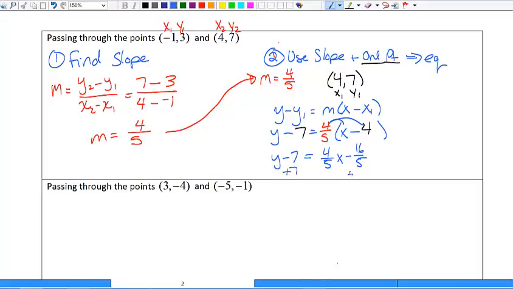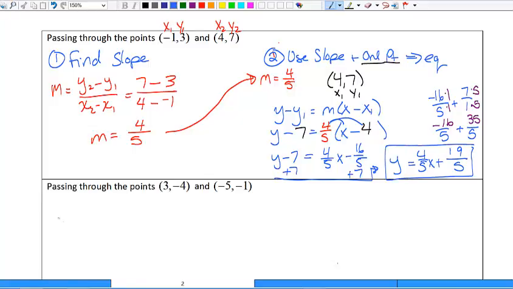I'm going to add 7 to both sides. That might not be something we all could do in our heads, so I have negative 16/5 plus 7 over 1. I get an LCD of 5. So I'm going to multiply this by 5 to get 35/5. So multiply that one by 1 over 1, which gets me negative 16/5. Negative 16 plus 35 gets me positive 19/5. So my answer here, I'm running out of space, is going to be y equals 4/5 x plus 19/5.